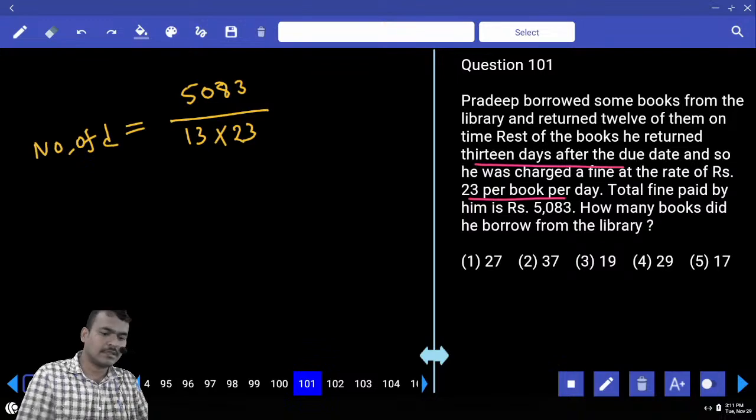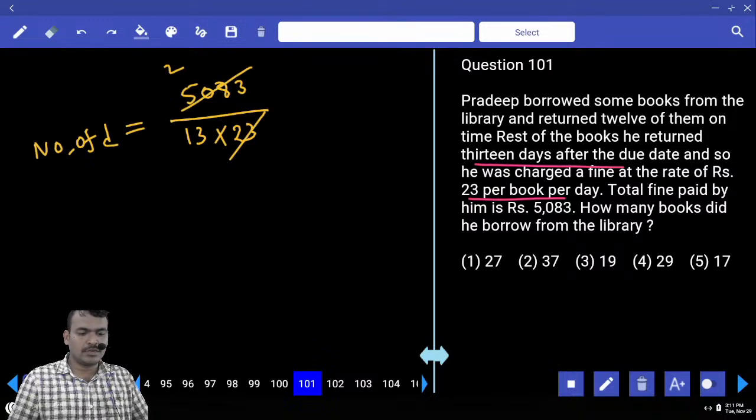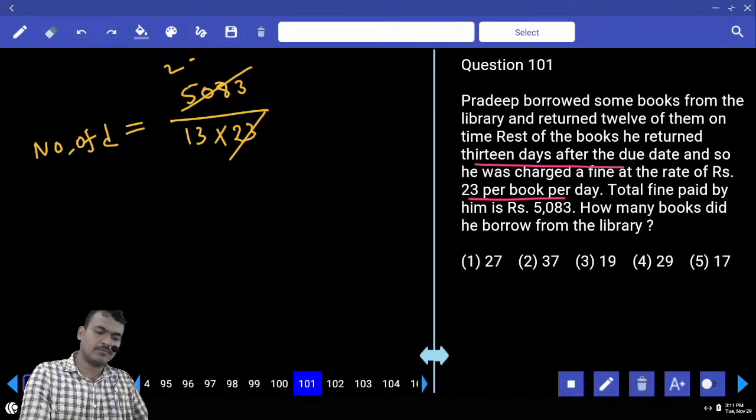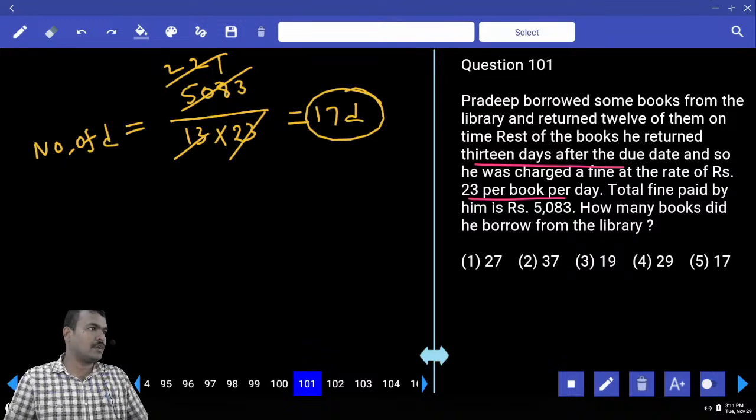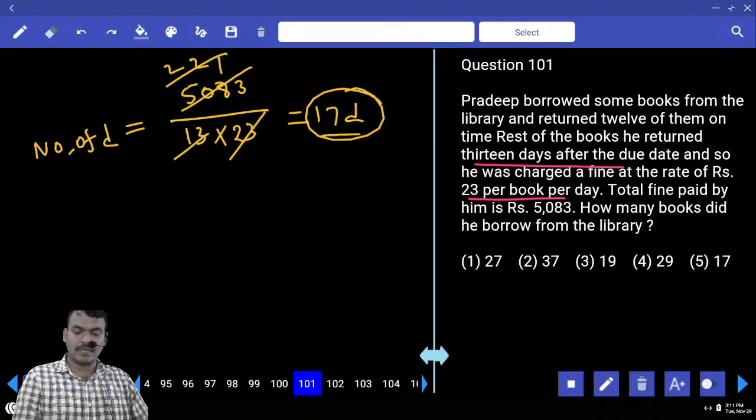Number of days. First, 23 how many times? 2 times. 23 times 2 is how much? 46. What is the remaining value? 4. 48. Again how many times? 2 times. Again 1 time. 221 by 13. How many times? 17 times. Nothing but how many days? 17 days. After 13 days, how many days are extra taken?